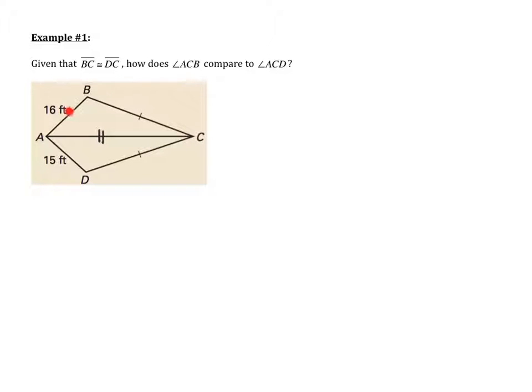So since we have two pairs of congruent sides, then we're going to look at that third side. So in this case, AB is 16 and AD is 15. Since 16 is bigger than 15, you would conclude that the angle opposite the 16 would be bigger than the angle opposite the 15. So the measure of angle ACB, which is the angle that is opposite the 16, would be greater than the measure of angle ACD, which is the angle opposite the smaller side, 15.